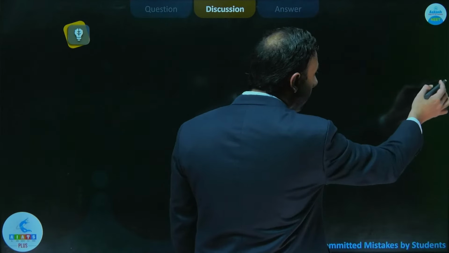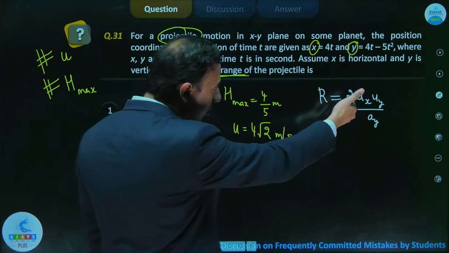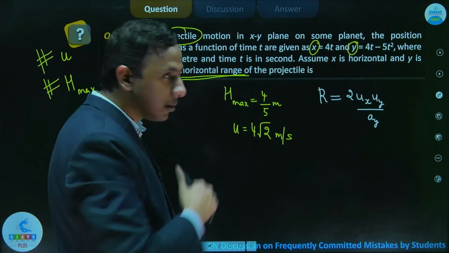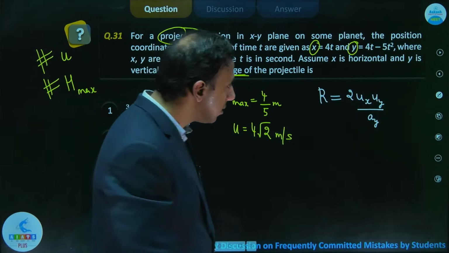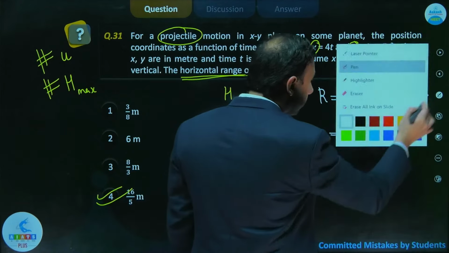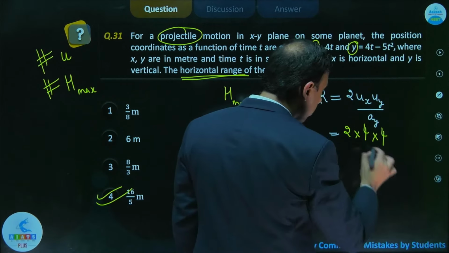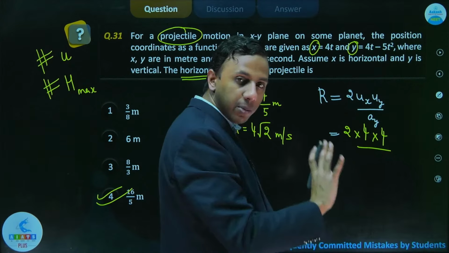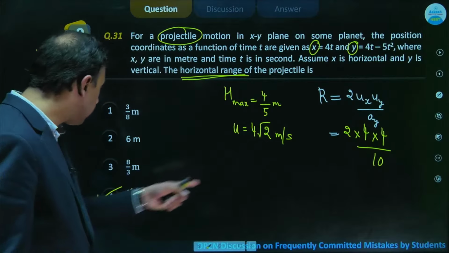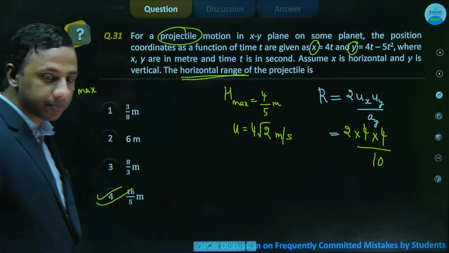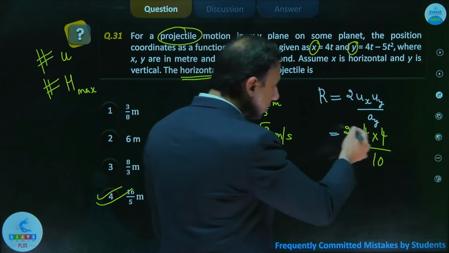So coming back, you could have used this formula directly for this question, and ux uy we would have found over there, ux uy we have, right, 4 meter per second, 4 meter per second, put those here, you will get the answer directly. Let's check. 2 into ux is how much? 4, uy is how much? 4, ay is how much? 10. Remember I am talking about magnitude, 10. Solve this, you can check, the answer will be exactly 16 by 5. Okay? So it's like a formula you can remember, right? You can check, right?